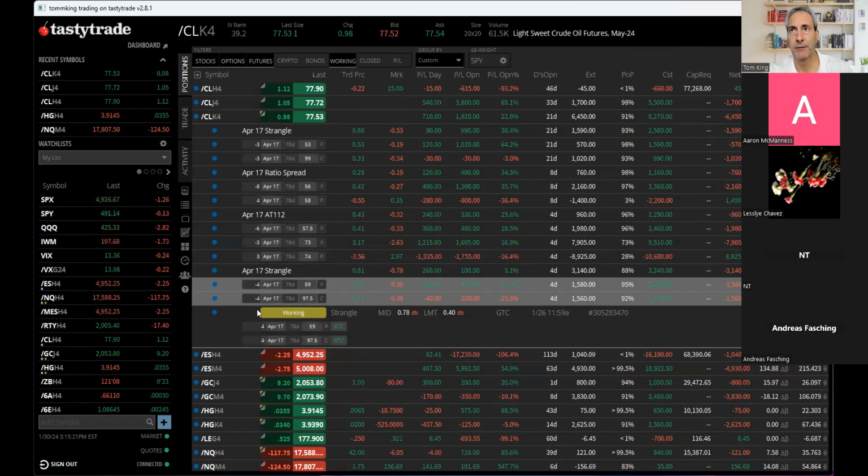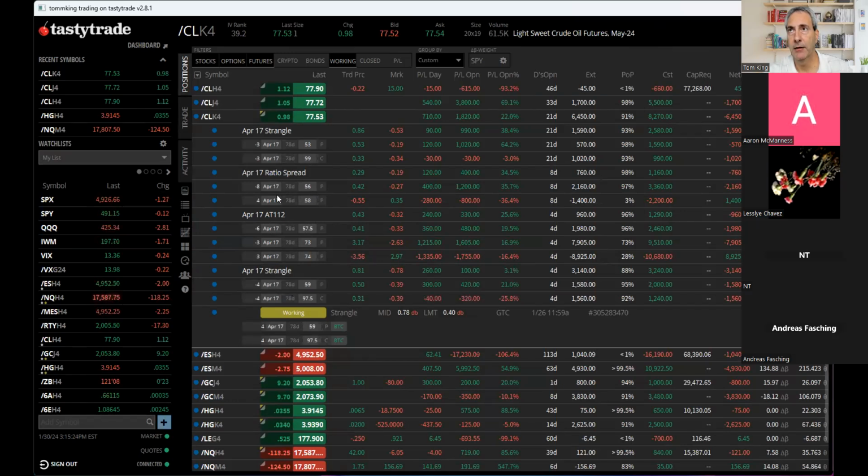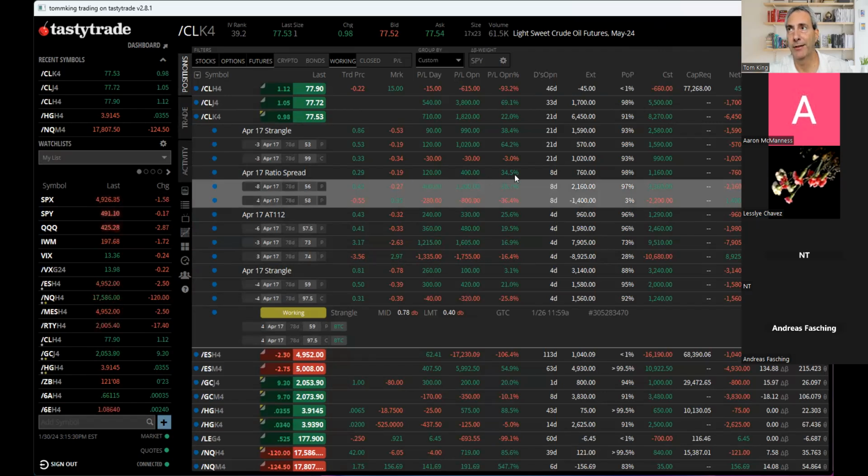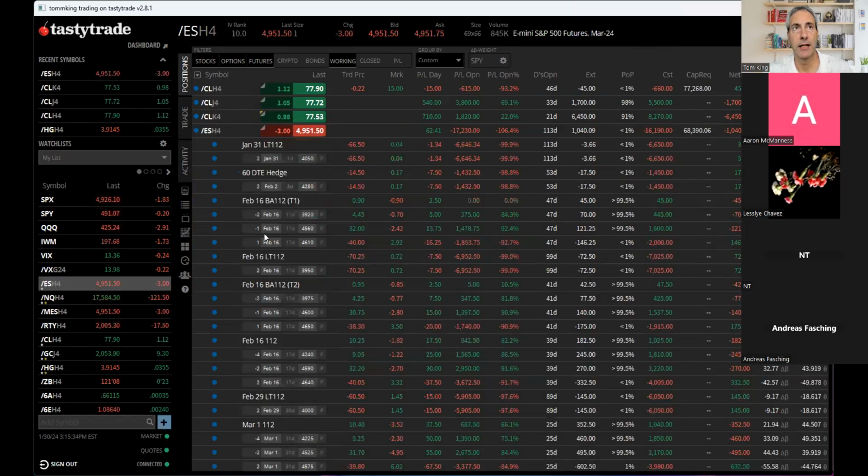That thing's up 3% in 4 days. I'll take that. All right, so we're going to close this ratio spread out. Maybe we'll close it before the end of this session, but you guys get the point of why I would close this. 34%, 8 days. Why not take the money and run? And I can do something else with it.